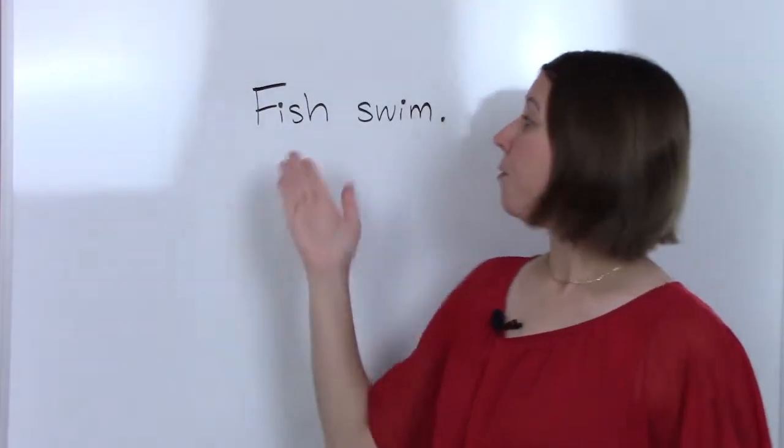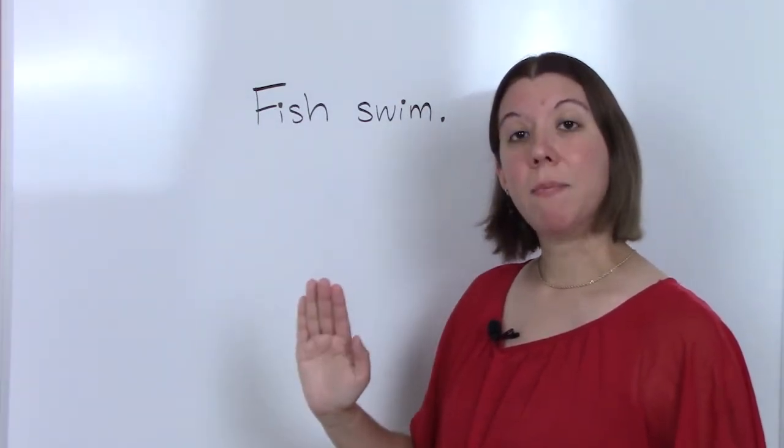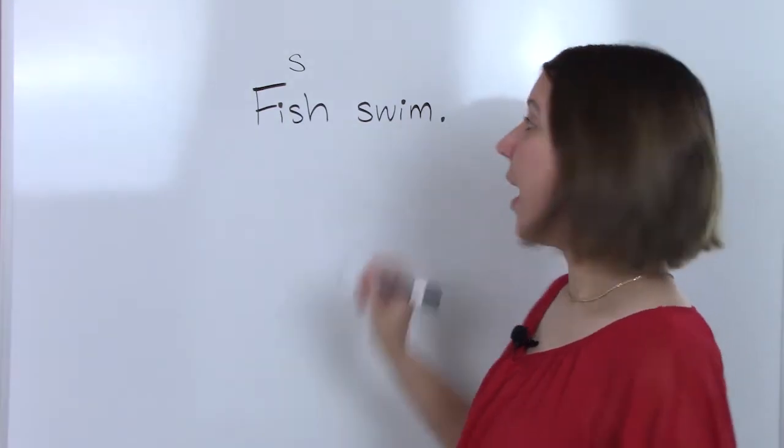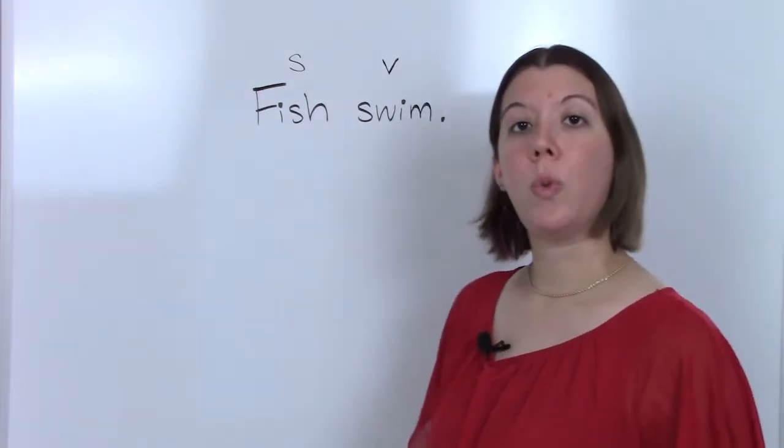The simplest sentences, the ones that we will work with today, have one subject and one verb. However, there might be multiple words within that one subject or multiple words within that one verb. It's still a simple sentence because it just has one of each. Let me show you an example of a simple sentence. Fish swim. That's a simple sentence because it has one subject, fish, and one verb, swim.